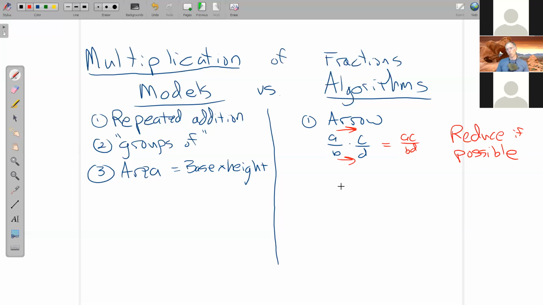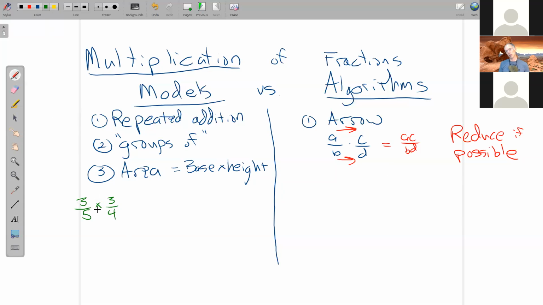The question is, well, why don't we need a common denominator? Well, that goes back to looking at any of these models here. So let's just pick an example. How about 3/5 times 3/4? If I want to multiply.